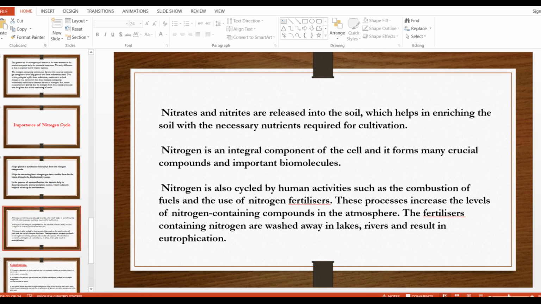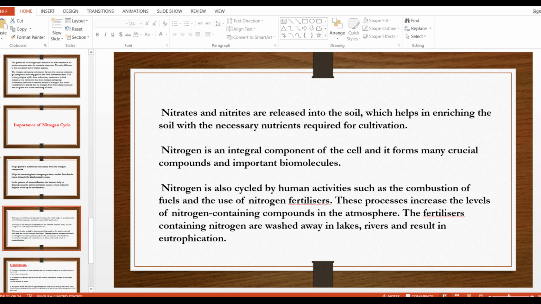4. Nitrates and nitrites are released into the soil, which helps in enriching the soil with the necessary nutrients required for cultivation. 5. Nitrogen is an integral component of the cell and it forms many crucial compounds and important biomolecules.